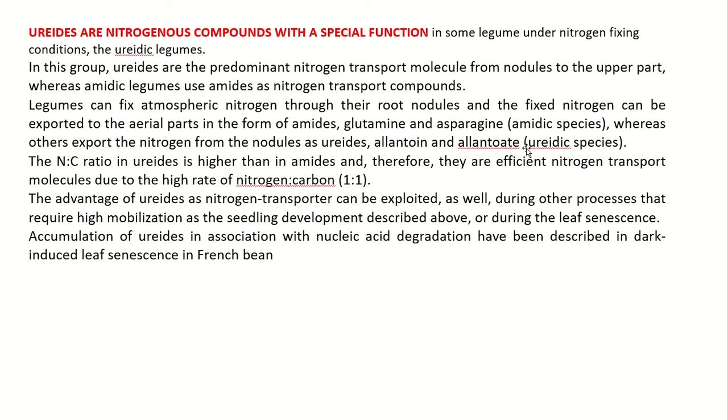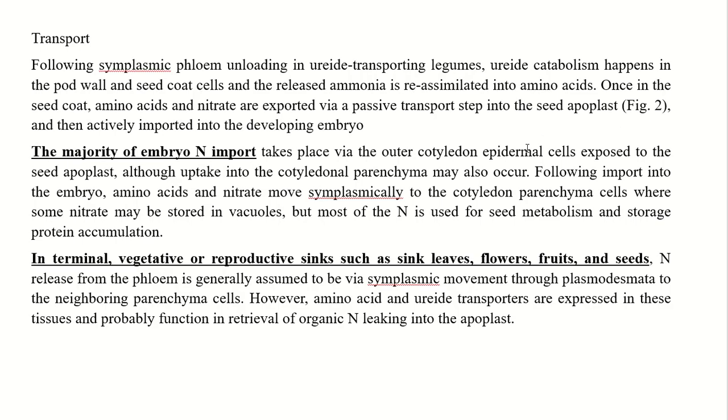the GS-GOGAT pathways: glutamine synthesis, glutamate synthesis, their functions, their location. Now ureides. Ureides are nitrogenous compounds with special functions, such as allantoin and allantoic acid, and amides, that is glutamine and asparagine. Okay, so the advantages of ureides as a nitrogen acceptor or transporter during leaf senescence. So this is about ureides.